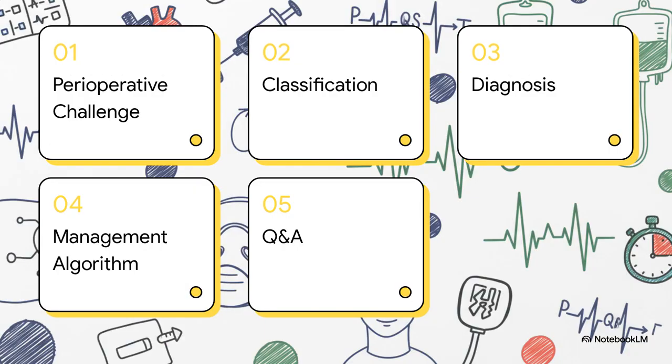So here's our game plan. We'll start with why SVTs are such a big deal in our world, then we'll get into how to classify them, how to diagnose them, and then we'll walk through the all-important management algorithm. And to wrap it all up, we'll do some exam-style questions to make sure all this knowledge really sticks.